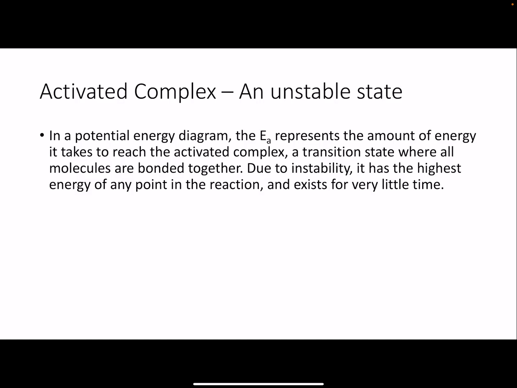So the activated complex, what is it? It's an unstable state, okay? It's where all of the molecules are bonded together. It breaks the octet rule, and it becomes unstable. So the instability means it has the highest energy because it wants to do something. High potential energy means that molecule is going to react or rearrange its bond. It won't just stay as it is. Low potential energy means that the molecule is stable and that it's unlikely to do anything. It will stay as it is.